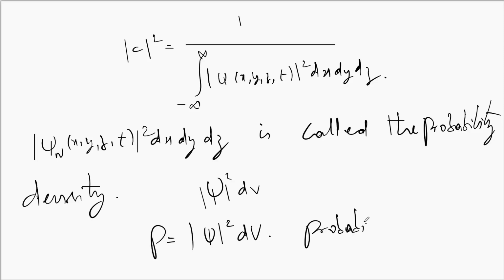What is P? P is the probability. What probability are we talking about? We are talking about the probability of finding the particle in a volume element dV.